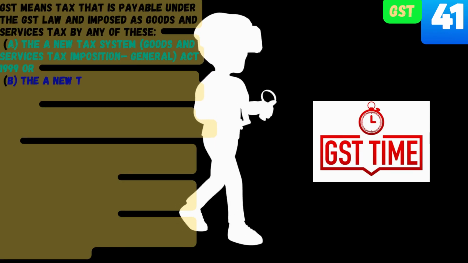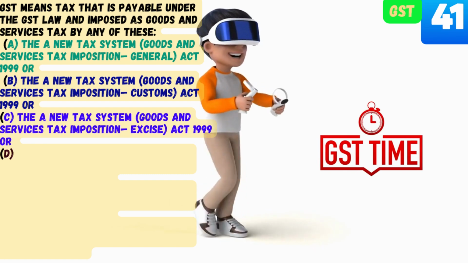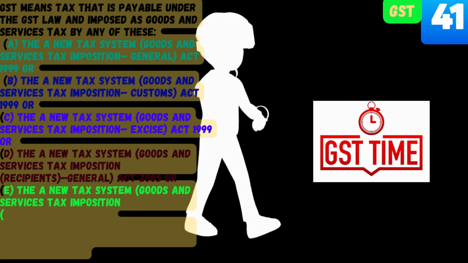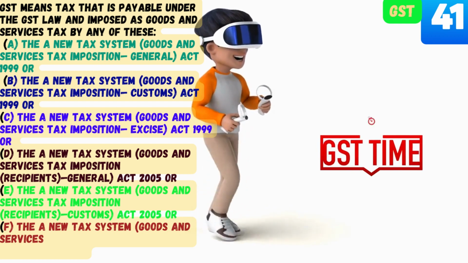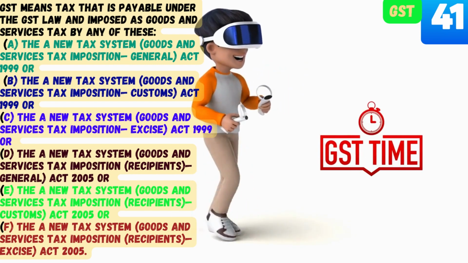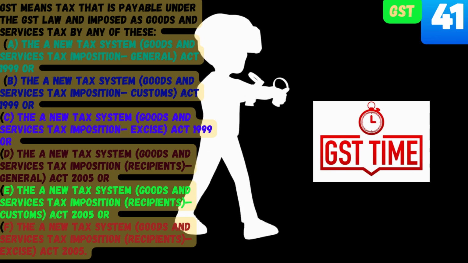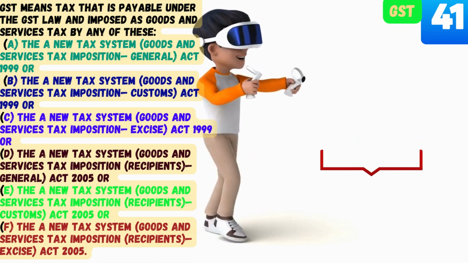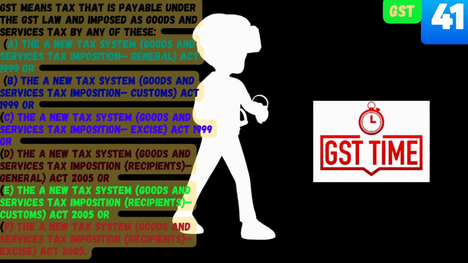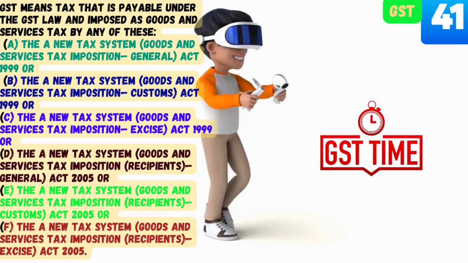A. The A New Tax System (Goods and Services Tax Imposition, General) Act 1999 or B. The A New Tax System (Goods and Services Tax Imposition, Customs) Act 1999 or C. The A New Tax System (Goods and Services Tax Imposition, Excise) Act 1999 or D. The A New Tax System (Goods and Services Tax Imposition, Recipients, General) Act 2005 or E. The A New Tax System (Goods and Services Tax Imposition, Recipients, Customs) Act 2005 or F. The A New Tax System (Goods and Services Tax Imposition, Recipients, Excise) Act 2005.